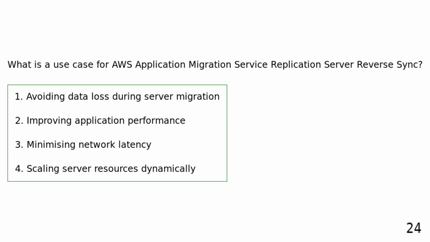What is a use case for AWS Application Migration Service Replication Server Reverse Sync? Avoiding data loss during server migration. Improving application performance. Minimizing network latency. Scaling server resources dynamically.